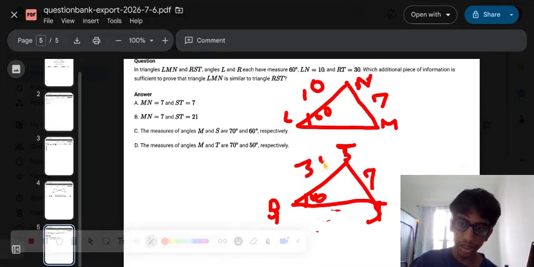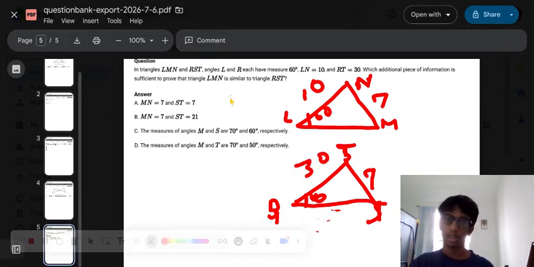If it says ST, since it's still the same side, it will still be equal to 7. But it cannot prove that, because remember, in a similar triangle, all sides have to be proportional when you're multiplying. If we're multiplying this by 3, that means this 7 also needs to be multiplied by 3. In other words, it should have been 21 instead of 7.